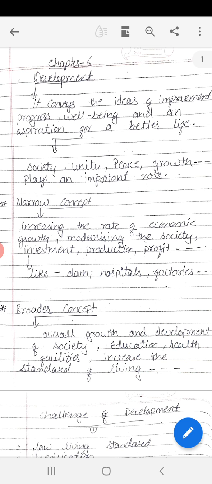And in this chapter, we will read about the various terms of development, the achievements, or the problems of existing models of development, various alternative models of development, or what is the impact of development in our society, means in the ancient time period or recent, and in future the positive and the negative impact of development.